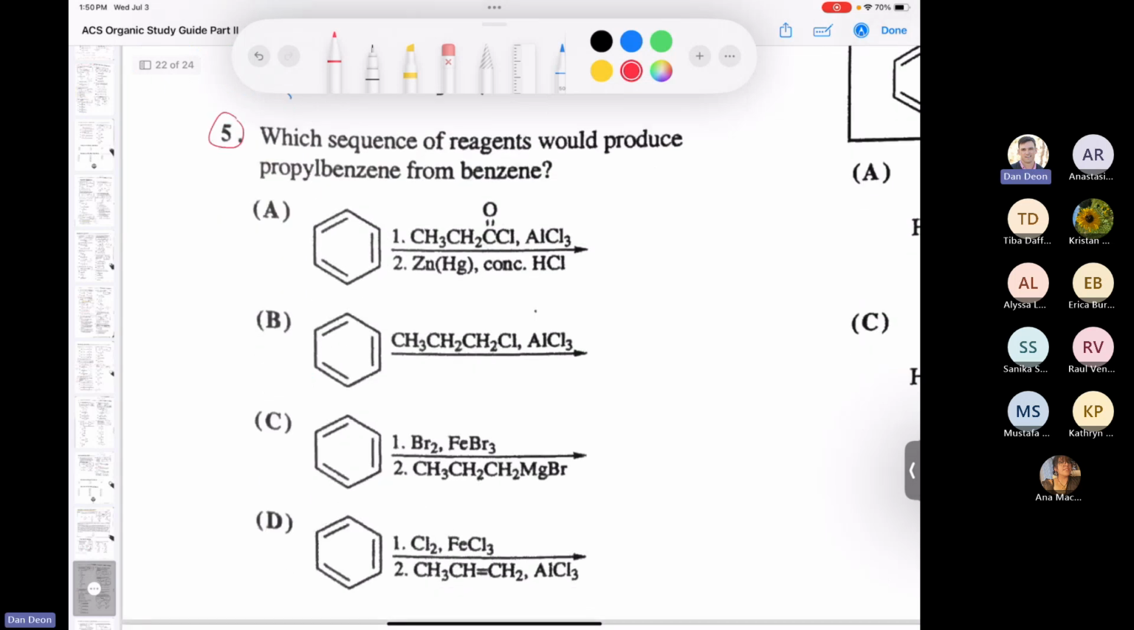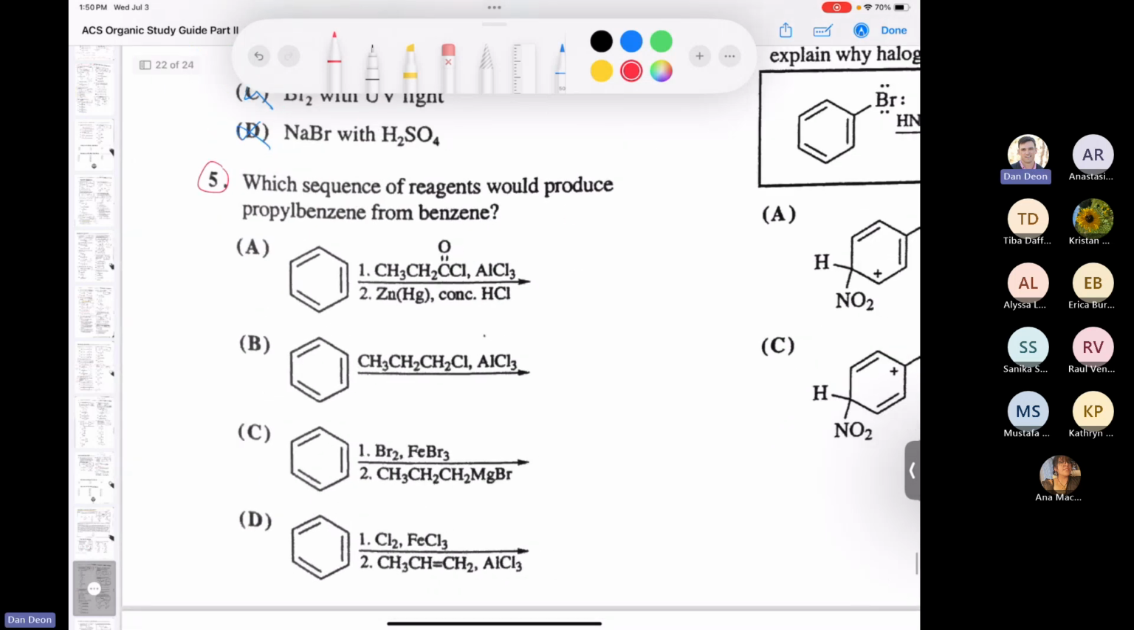It just says, which one of these sets of reagents would make propylbenzene? So if somebody says, I'm going to write you a big check, all you've got to do is make me some propylbenzene. What are you going to do with it? I don't know. Anyhow, so if you make some propylbenzene, you get some money.